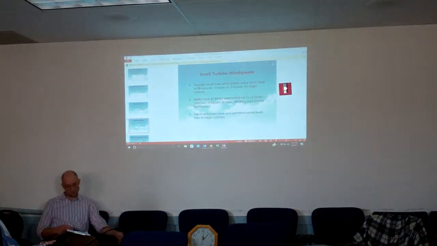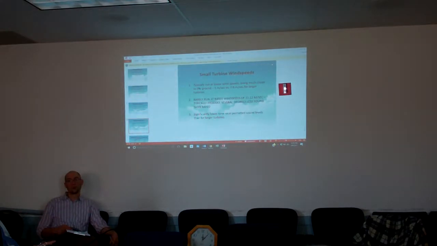Now, another issue with small wind turbines is the speeds at which the turbines operate. The small wind turbines typically run at lower wind speeds for two reasons. First, they're close to the ground. Secondly, they're not located on ridges, they're located at farms, so they're not getting the high wind that you get on the ridges. So typically, a small wind turbine is going to be running at 5 meters per second versus maybe 7 to 8 meters per second for a larger turbine.